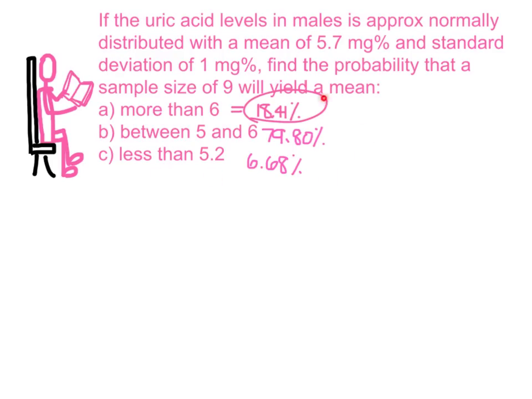And so here are the answers to our problem. For more than 6, 18.41%. To have it fall between 5 and 6, 79.80%. And to be less than 5.2 is 6.68%. Those are the probabilities that we would have given this information. So good. This is another example of how we're going to use sampling distributions of the sample mean in order to calculate probabilities of getting certain values, of getting means of a value, in this case, uric acid levels.